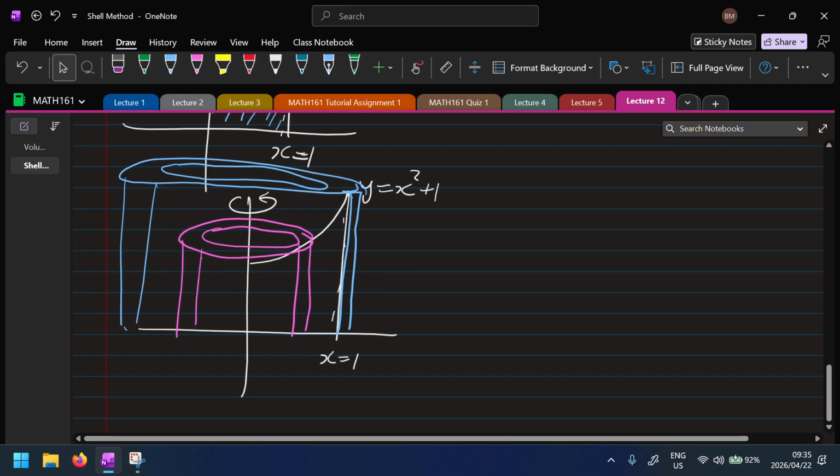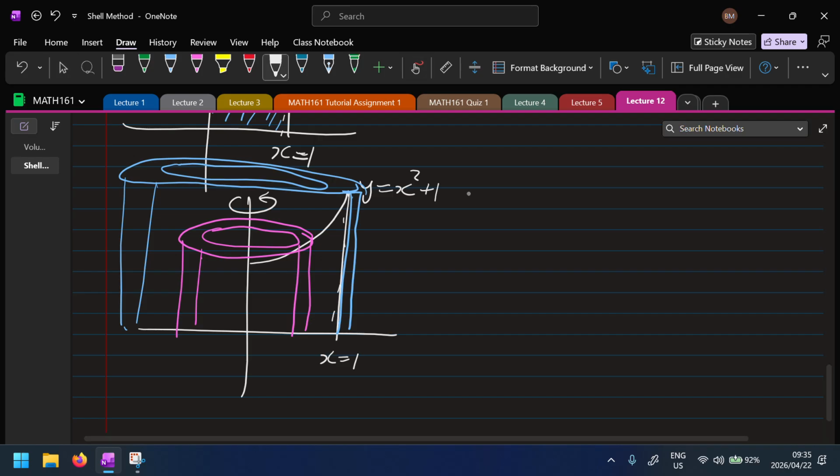Okay, so let's set up the integral for this. So we're going to have the volume is equal to the integral. Remember, the integration is done along the radius of these shells. So the starting radius will be at x equals 0. That's the smallest shell. And then the widest shell there is at x equals 1. Right? They're going outwards. So it's going to be from 0 to 1.